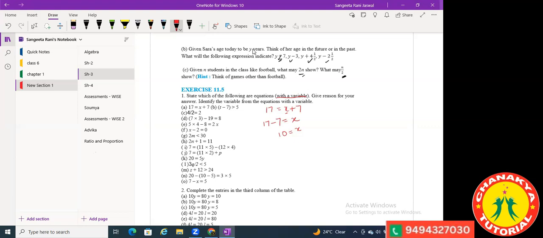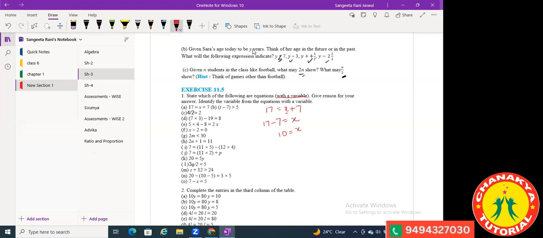So an equation is where we have an equal to sign. Where we have an equal to sign, that is an equation. And a variable also. Now you know which are the variables. In the last class, you had asked me what are variables. You know variables? Can you tell me what are variables in this?